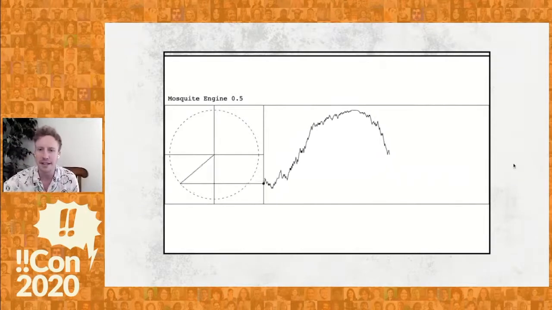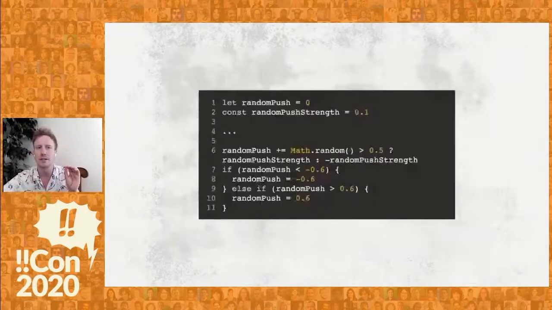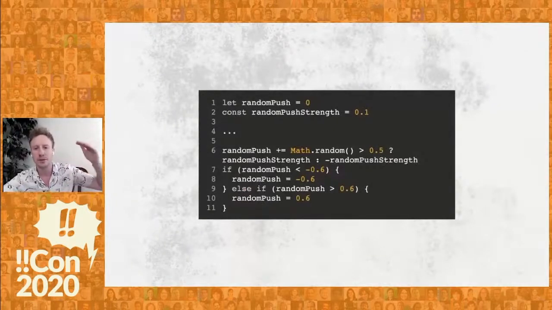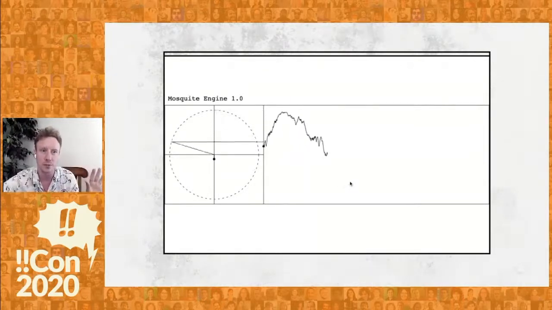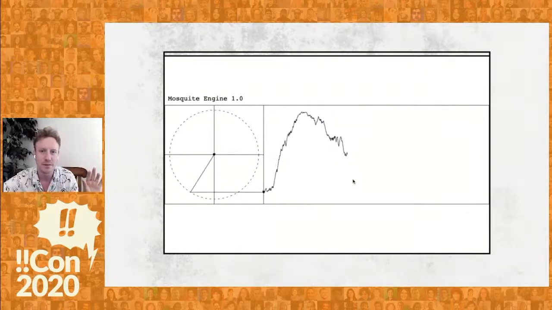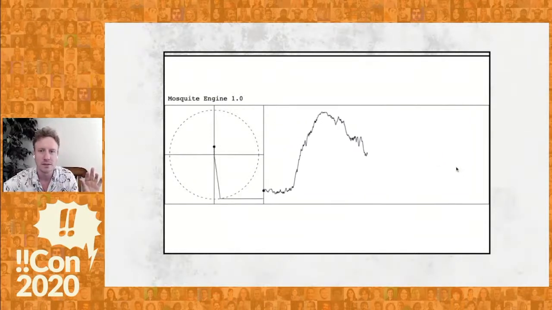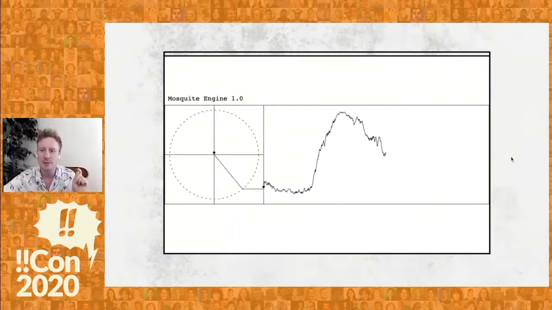I felt that it needed a little bit more variance, so I added a small pusher and puller in the middle of that. This variable will just go up to 0.6 or down, and it would just randomly, 50% of the time, go up or down. That small little push looks like this. And if I were to attach that to the end of my already broken rotating Mosquito engine, I would have what I call Mosquito engine 1.0. Now, that is a mosquito if I've ever seen one.